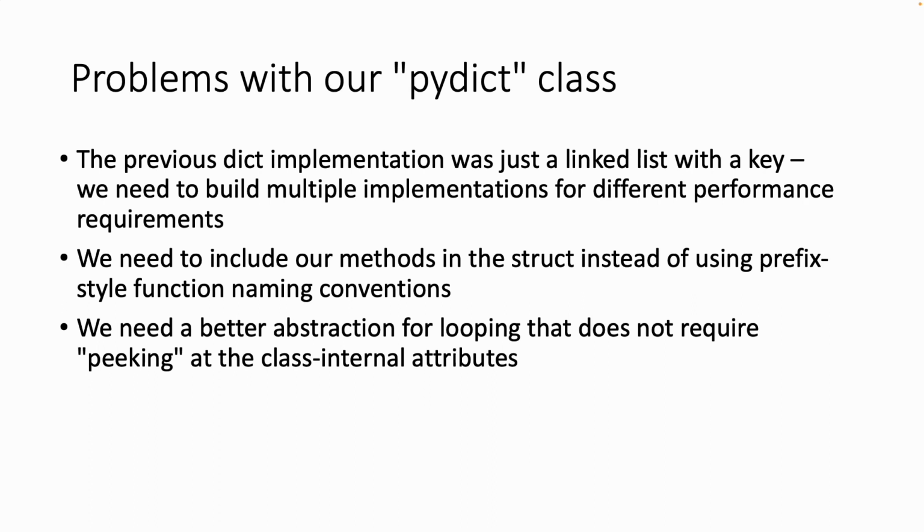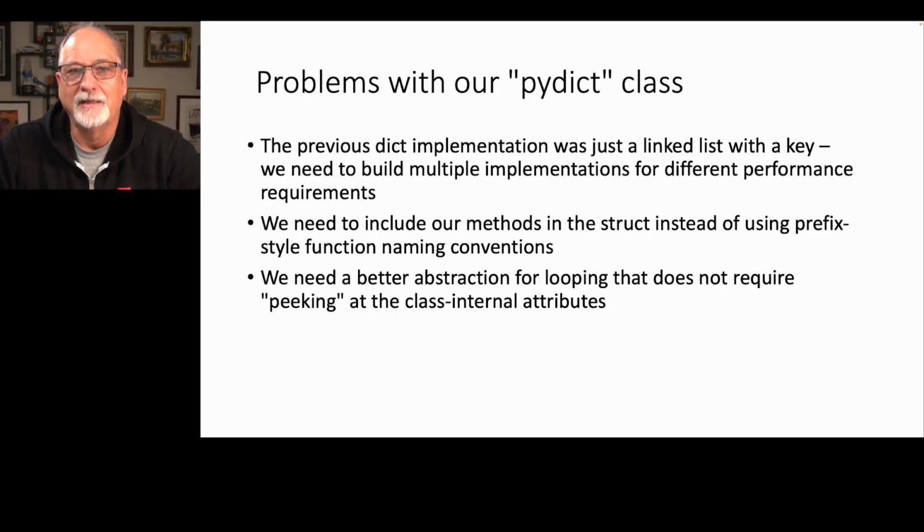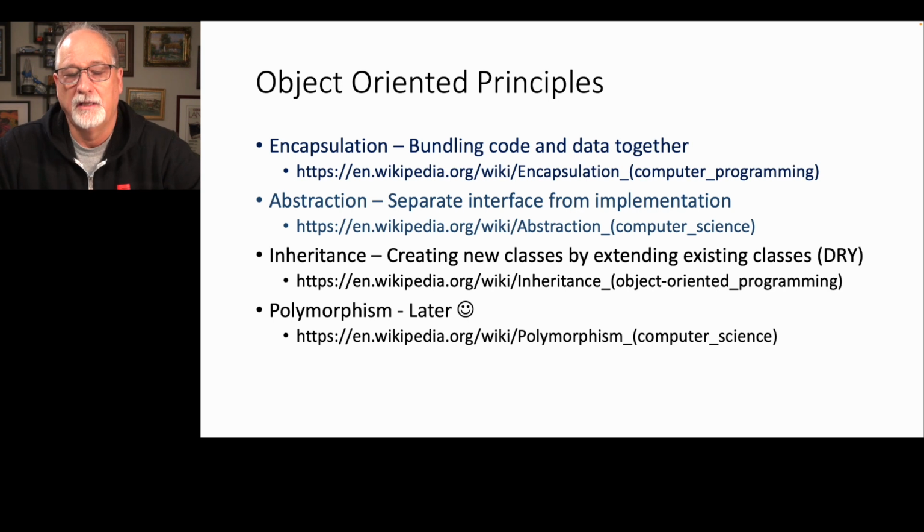Now we're going to eventually have to build all kinds of different implementations, and so part of what we're doing is working toward abstraction, where we're separating what the object is that we're interacting with from how we build it underneath. We're going to move our methods into the structure instead of just using prefix style naming conventions, and reduce the need for calling code to look inside the class or the structure that is holding our class values. So this is just continuing along understanding object-oriented principles.